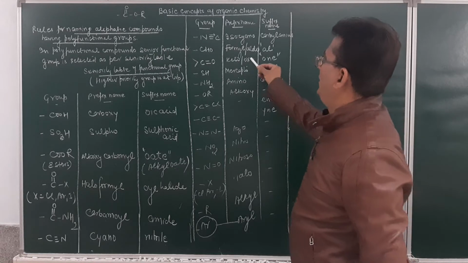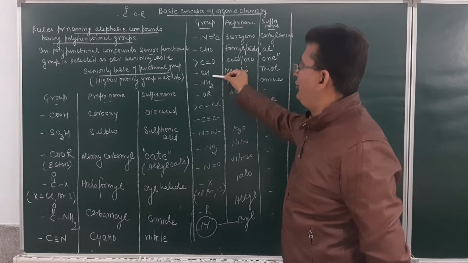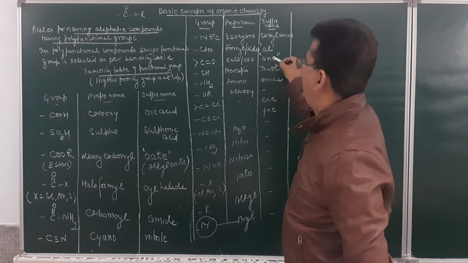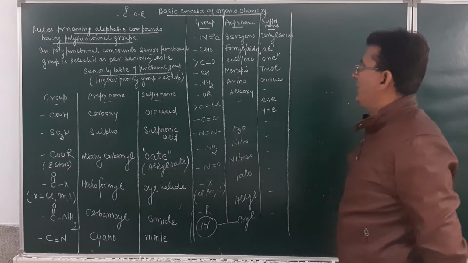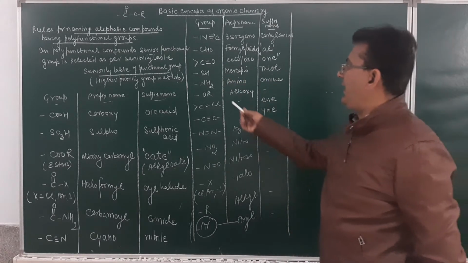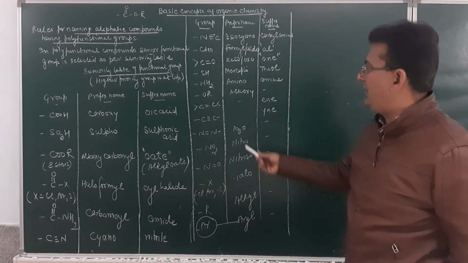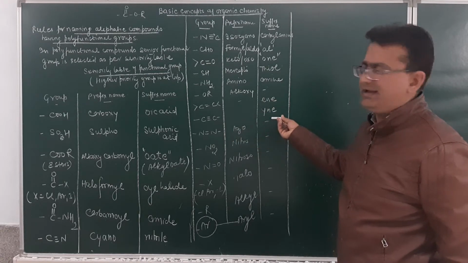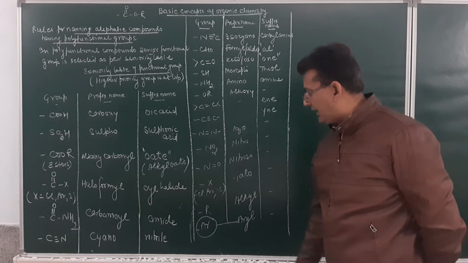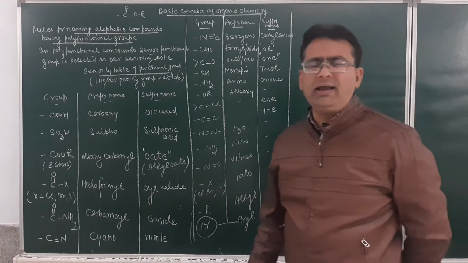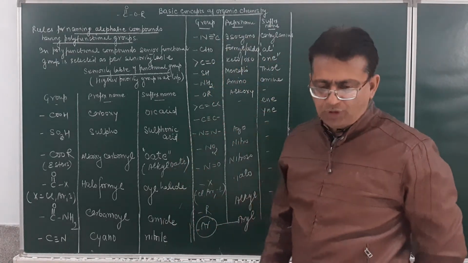Then CHO, it is formyl or aldo and then al. And after that we have a group like C double bond O. Prefix name is keto or oxo and the suffix name will be one. And then SH, the prefix name is mercapto and the suffix name will be thiol. For NH2 group, it is amino or amine. For OR group, it is alkoxy. Then double bond and triple bond have primary suffixes of -ene and -yne. And then the rest of the groups like azo, nitro, nitroso, halo, alkyl or aryl groups are all treated as prefixes.